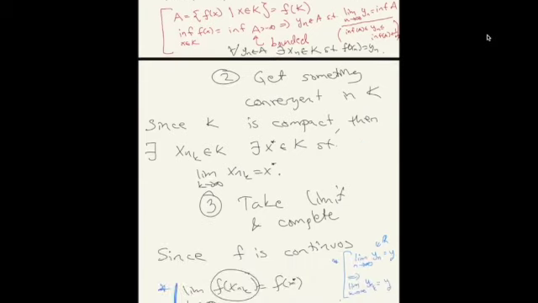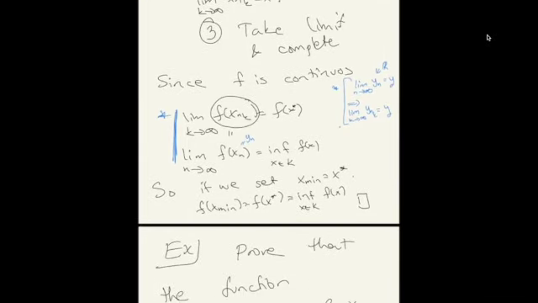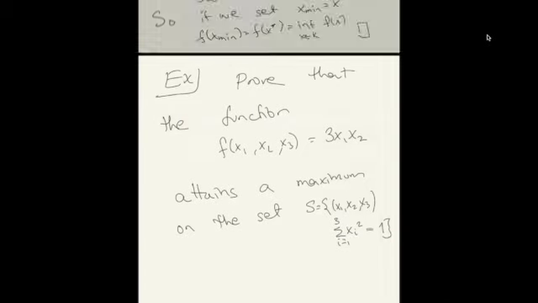So we have two sequences, xn and f of xn. We know that the function values converge, but we don't know that xn converges. And that's something that you have to be careful about in this proof. But otherwise, it is a fairly direct argument. Now, let's give an example of how this theorem is applied.